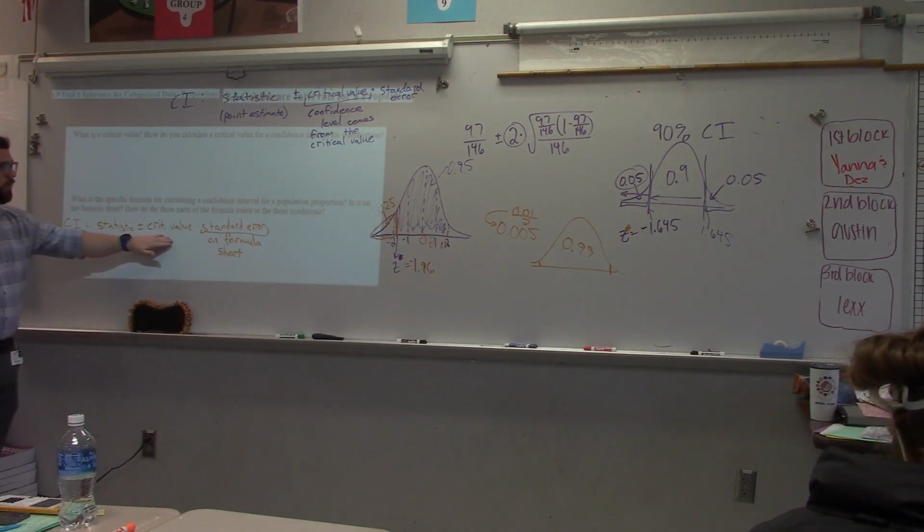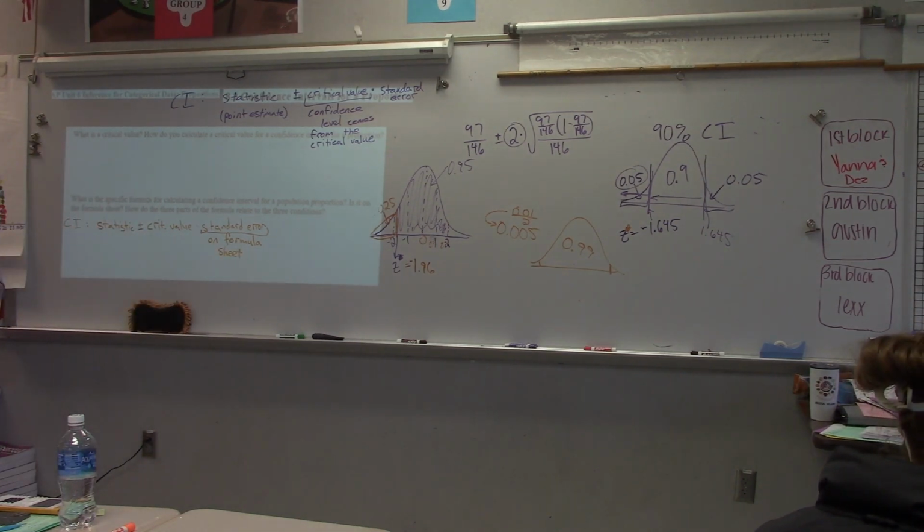Remember, critical value, that's where you're going to draw that normal distribution. You're going to find the critical value using your tails. Okay? But that formula sheet has your standard error on there. That's what I need you to notice. The one part that's difficult, the formula sheet has on there.